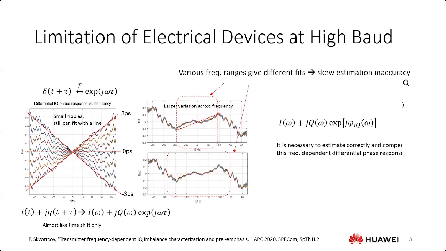But unfortunately, in the next generation coherent technology, we are limited by the electrical responses, and most likely you will see a large variation of differential phase across the frequency. So since we will do a curve fitting, the frequency range that we use will actually induce error because we see a lot of fluctuation. So it is very, very important to estimate correctly and compensate this frequency-dependent differential phase.